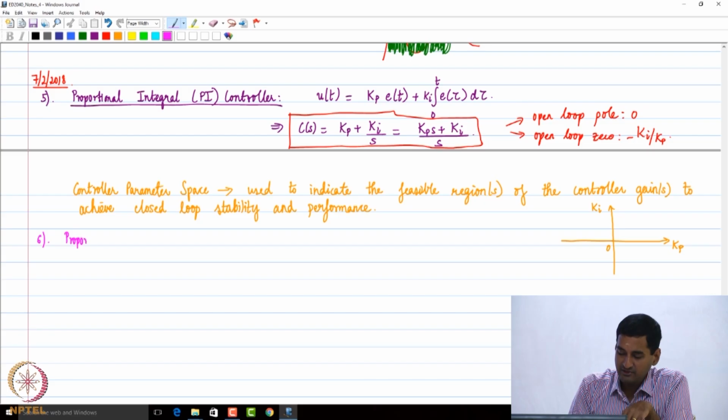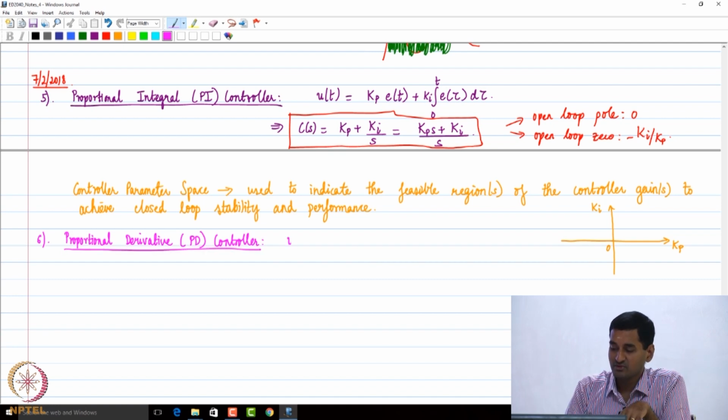And the next controller which is typically used: derivative control is hardly used alone, due to the reasons that we discussed. By and large it's combined at least with a proportional controller. So the control input in this case, once again, I'm sorry, what is it?